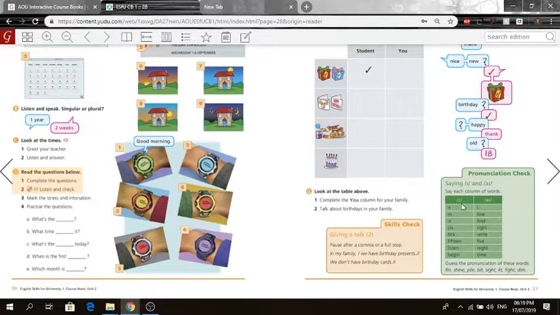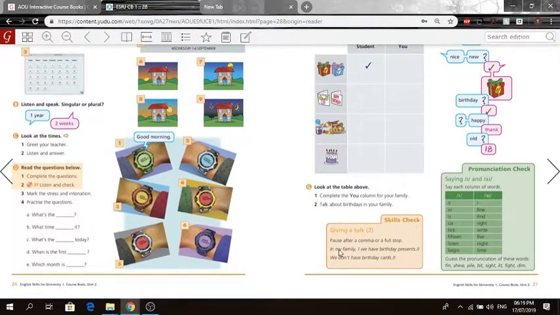Okay. So now skills check here, giving a talk. Pause after a comma or a full stop. I'd like for you to, or not this. Sorry, we already did the skills check. I'm sorry. So here, complete the you column for your family. We already did that. So talk about birthdays in your family.